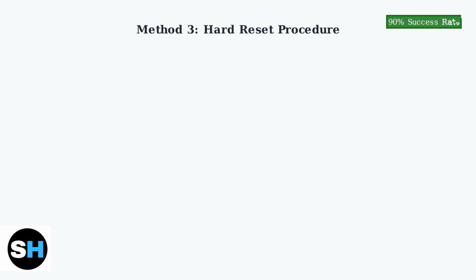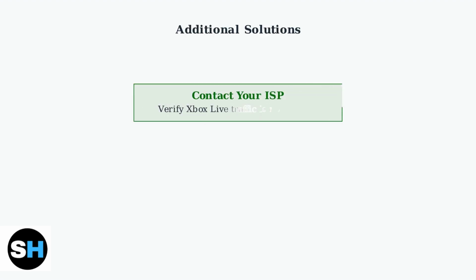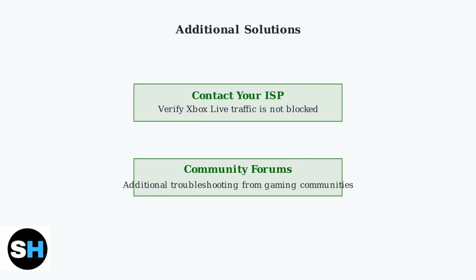Method 3 is a hard reset procedure. This simple but effective method resolves many connectivity issues by clearing temporary network configurations. Power down your Xbox 360 completely, unplug the power cable for 30 seconds, disconnect network cables, then reconnect everything and restart. If these methods don't resolve the issue, contact your internet service provider to ensure they're not blocking Xbox Live traffic. Gaming communities and forums also provide valuable additional troubleshooting resources.